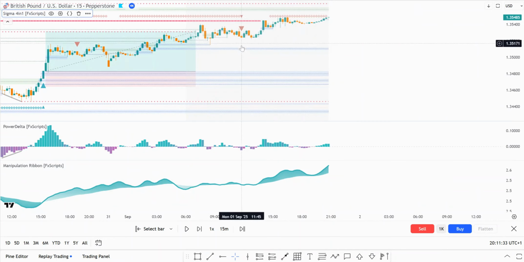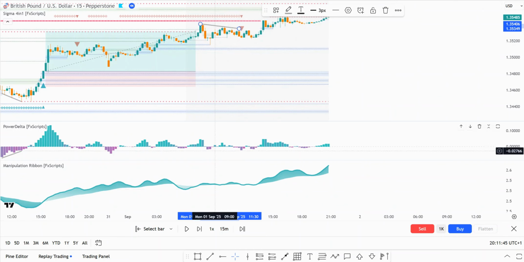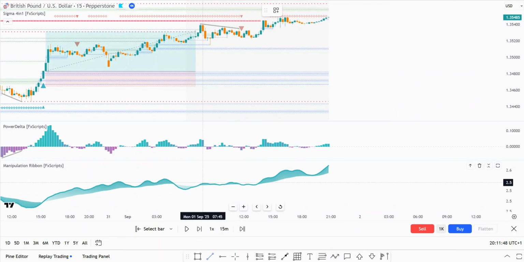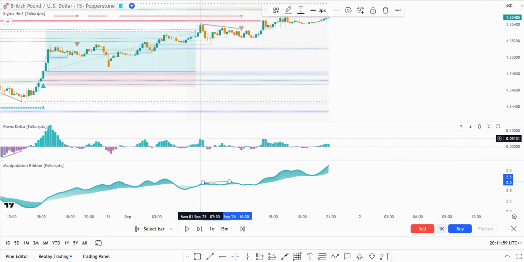So is there a reversal taking place here? Well, let's take a look at what's going on. If you draw on this line here, you'll see that there is ever such a slight divergence with the manipulation ribbon. This shows you where price should be and where it's being held, and if it's being manipulated by the market makers. There isn't a divergence on the PowerDelta this time.